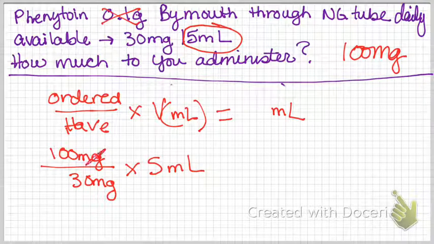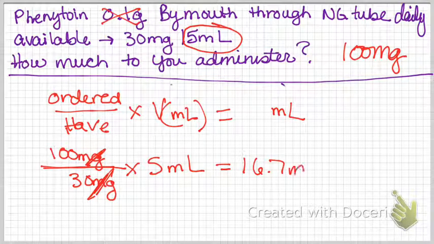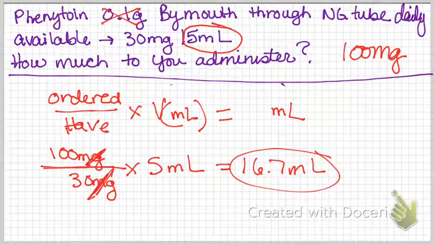So now we can cancel out our milligrams. You're going to do 100 divided by 30, and you're going to get that answer and times it by 5. That equals 16.7 mLs. So you're going to be giving phenytoin or Dilantin, 16.7 mLs through the NG tube once a day.